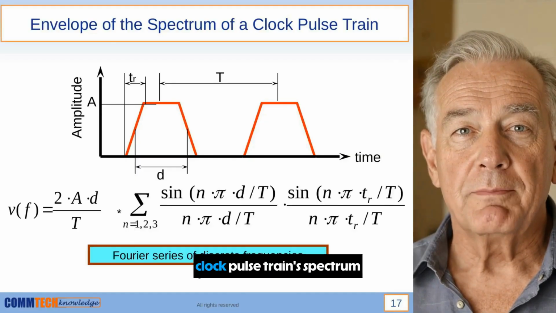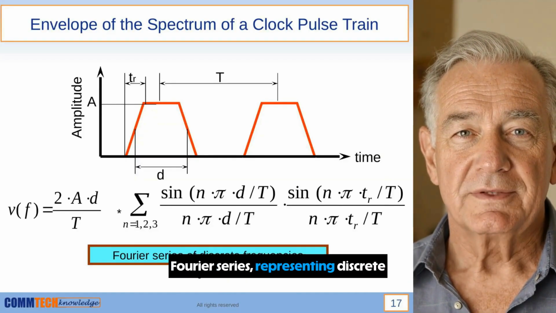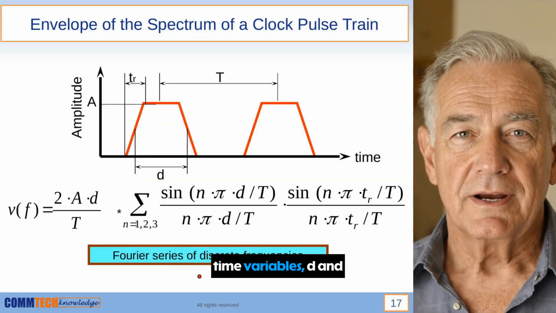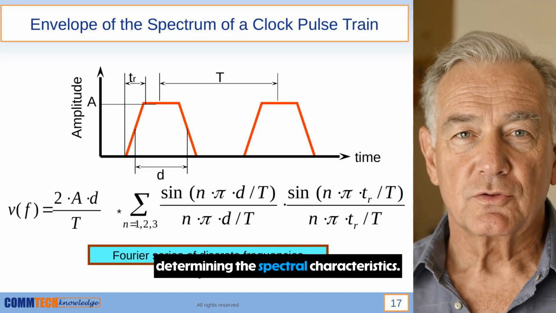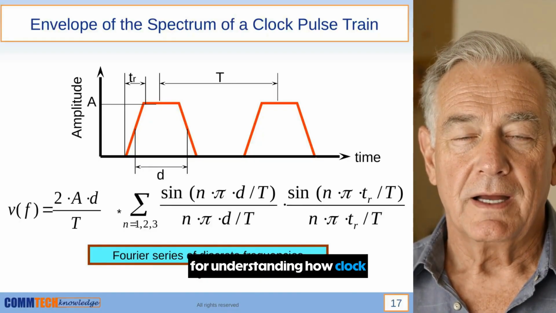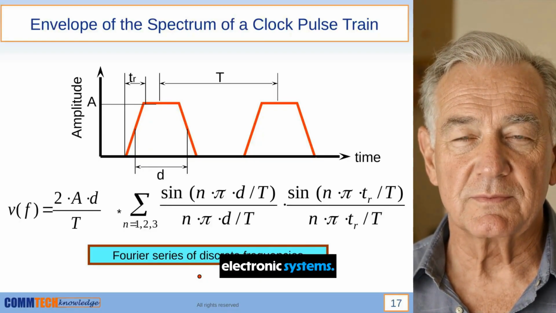The envelope of a clock pulse train spectrum is defined by its Fourier series, representing discrete frequencies. The amplitude, A, and time variables, D and TR, are crucial in determining the spectral characteristics. This series is essential for understanding how clock signals propagate and interact with other components in electronic systems.